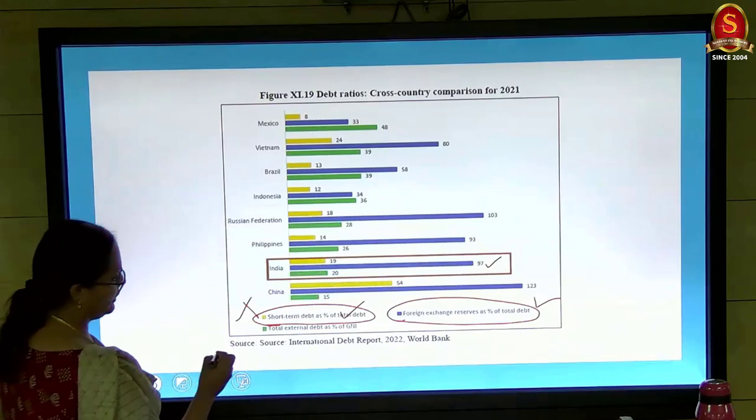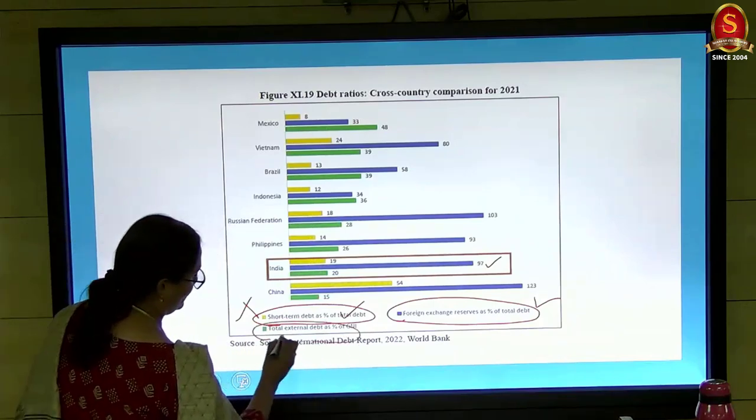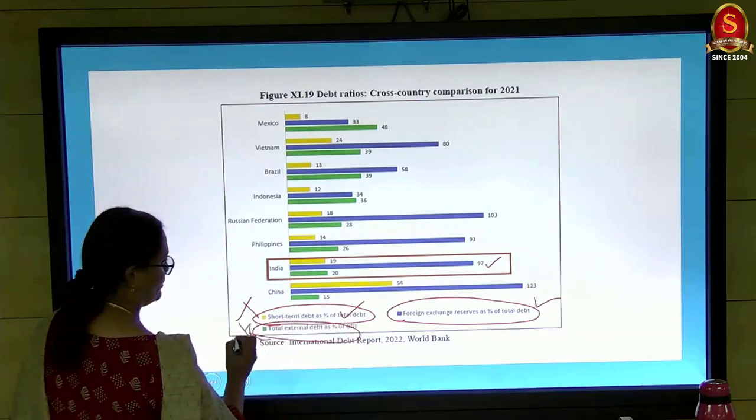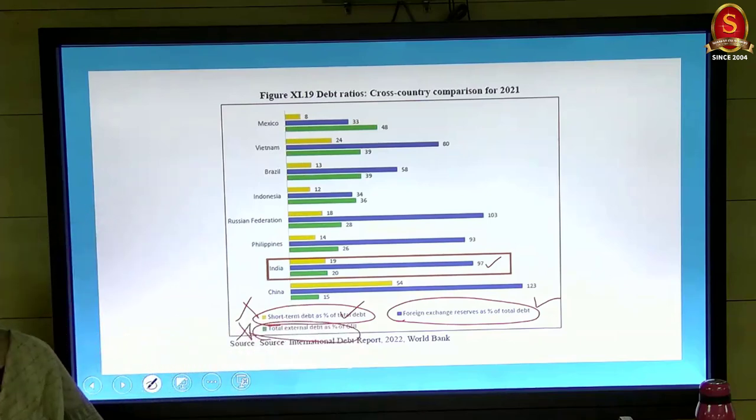Good. Total external debt as a percentage of GNI, this also is not a useful indicator for us because we won't be able to pay with the denominator. Whether you convert it into dollars or you put it in Indian rupees, having the denominator, we cannot pay the numerator. So it is immaterial to us. For us, not for the US and other countries. For them it means something. For us it doesn't mean anything.